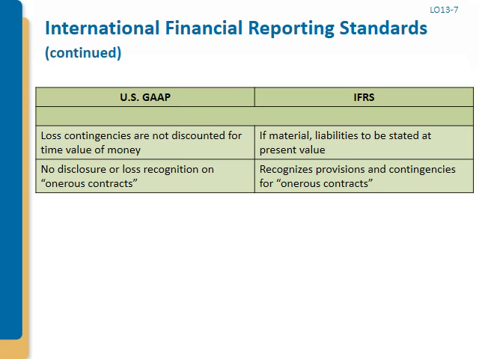IFRS recognizes provisions and contingencies for onerous contracts, defined as those for which the unavoidable costs of meeting obligations exceed the expected benefits. Generally, US GAAP does not disclose or recognize losses on such money-losing contracts. Some exceptions: losses on long-term construction contracts are accrued, as are losses on contracts that have been terminated.